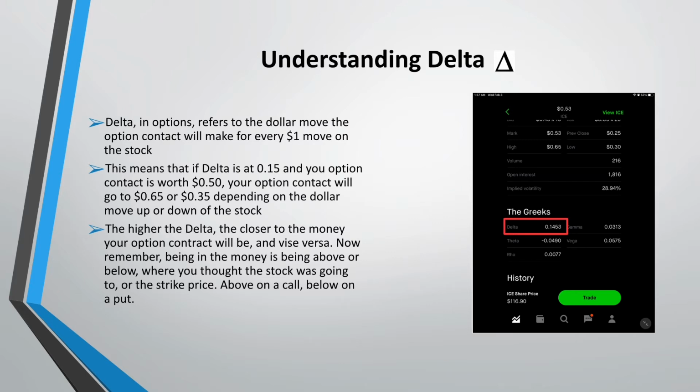Now, the higher the delta, the closer to the money your option will be, and vice versa. Now, remember, being in the money is being above the strike price on a call and below the strike price on a put. That is pretty much it. The deeper you are in the money, the higher the delta is going to be.